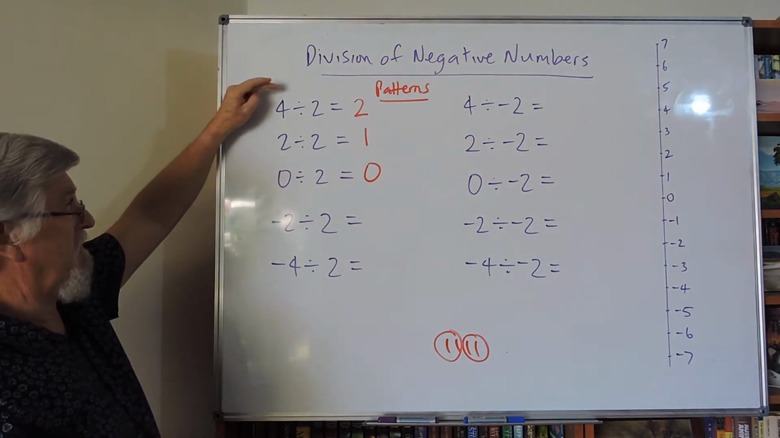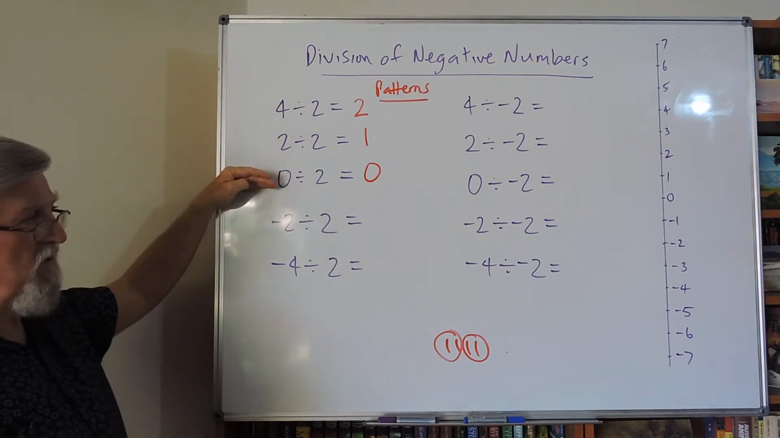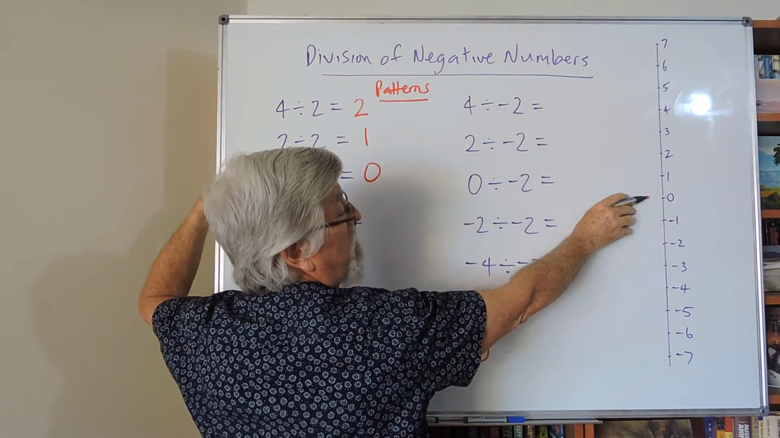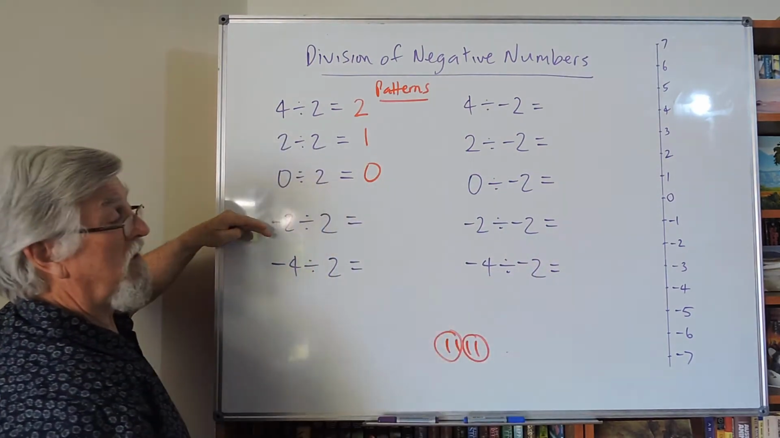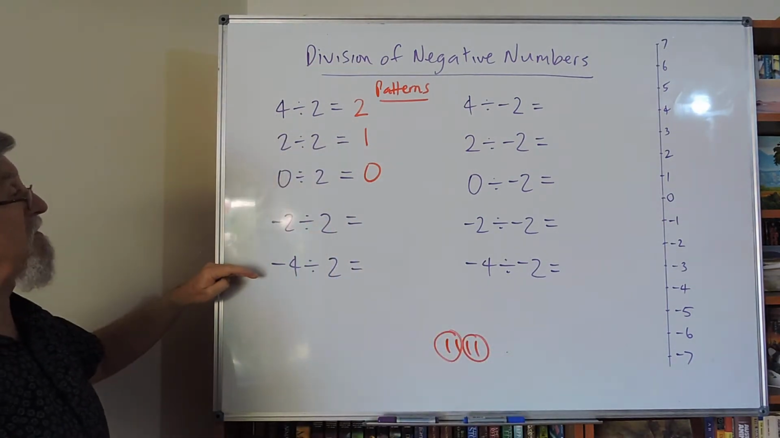Now, if I ignored the negative for a moment, we need to now look at the patterns. These numbers were staying the same: 4, 2, 0. So if you're coming down here, 4, 2, 0, go down another 2 would be minus 2. Go down another 2 would be minus 4.